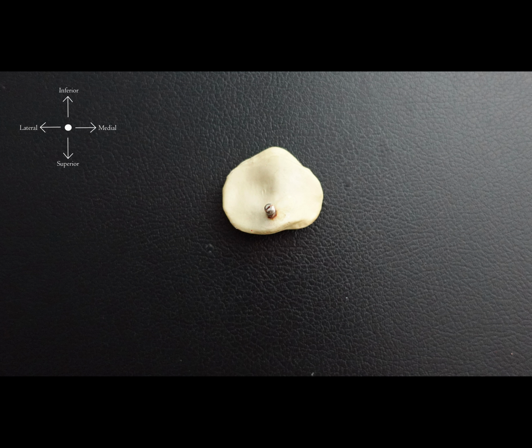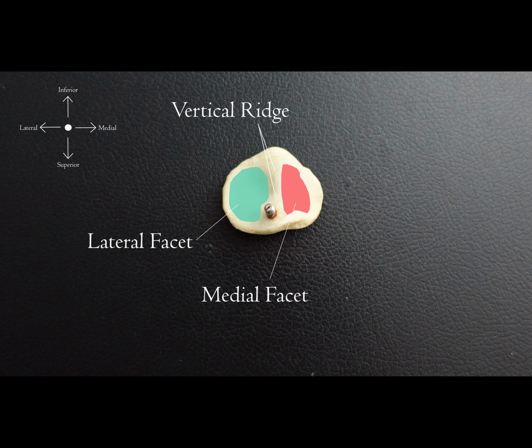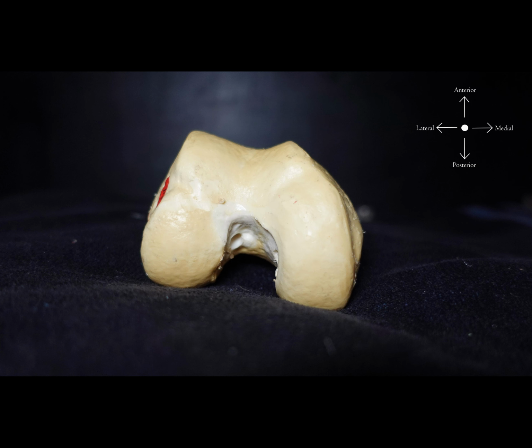The first thing we can note on this surface is the variation of contours. Note the vertical ridge in the middle, which separates the lateral facet from the medial facet. Notice that the lateral facet is much larger than the medial. We'll see the significance of this in a short while. There is also a third facet off the medial side known as the odd facet. These are the surfaces that directly interact with the femur.